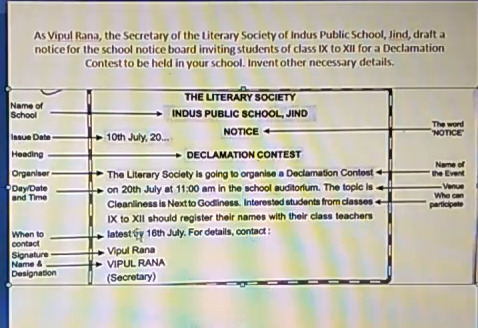Interested students from classes 9th to 12th, as discussed above, should register their names with their class teachers latest by 16th July. As it is written on 10th July, 6 days time is given here. For details, contact the person, with the name and designation of the person. I hope it is clear to you. Name of the school, then the word notice, date, heading, this is your content, the signature, the name and the designation of the person.